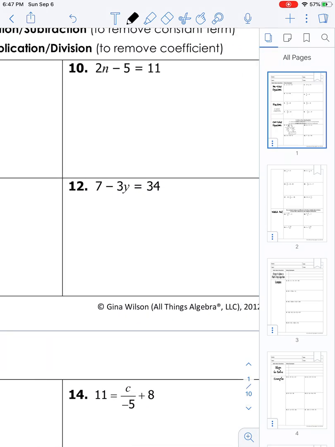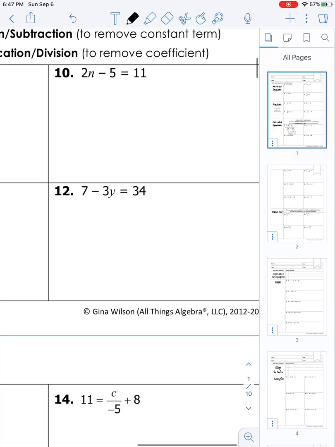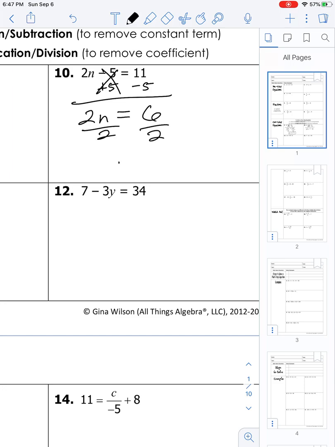So we've got number 10. All right, on number 10, we've got 2n minus 5 equals 11. We want to get rid of the negative 5 first. How do we get rid of it? We're going to add the 5 to the other side so that this cancels out. All right, which leaves us with 2n equals 6, because 11 minus 5 is 6. And then pretty simple math from here. Divide by 2, n equals 3.